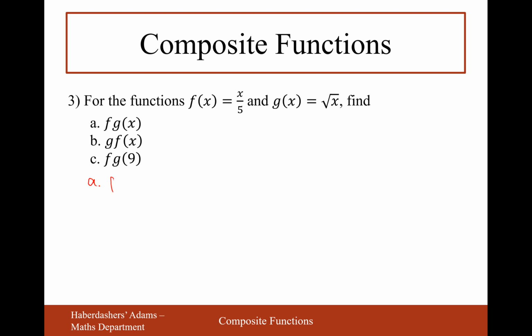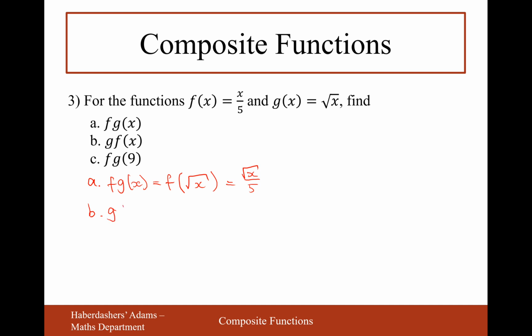Okay, so for part A, it's fg of x. So I'll leave the f alone and I'll write out the g function, which is the square root of x. And then I'll put this algebra into the f function. So that's going to be the square root of x over 5. Wherever x appeared in the f function, I'm going to write this thing here.